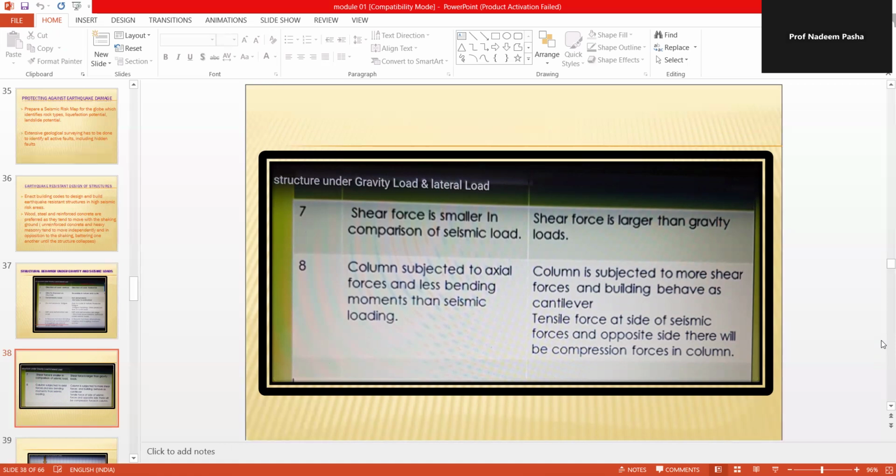in the case of gravity load, the column is subjected to axial force and less bending moment than seismic loading. Whereas here, the column is subjected to more shear force and the building behaves as a cantilever. In the case of lateral load, the column is subjected to more shear force, as we have seen that shear force is large. The tensile force acts at the side of the seismic wave forces and on the opposite side there will be compression forces in the column.